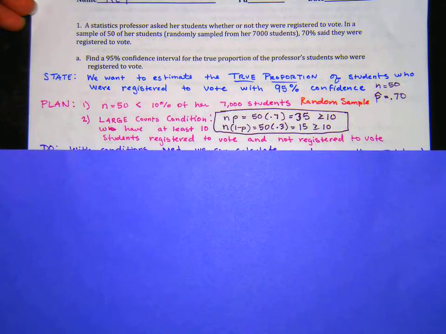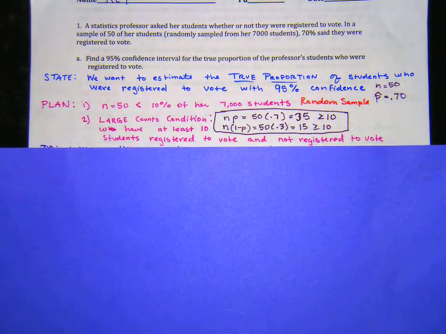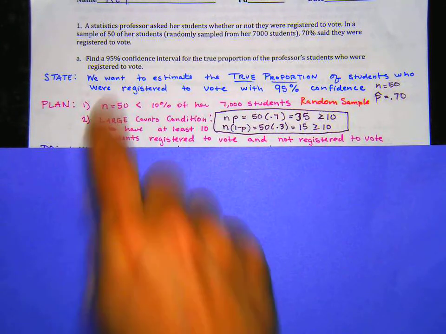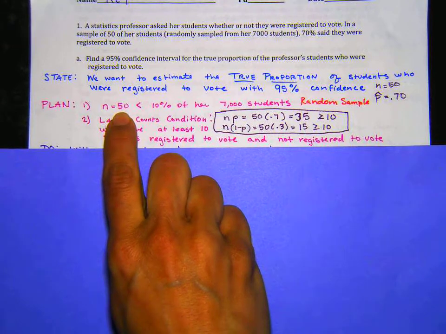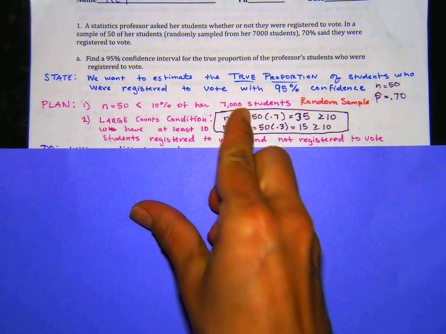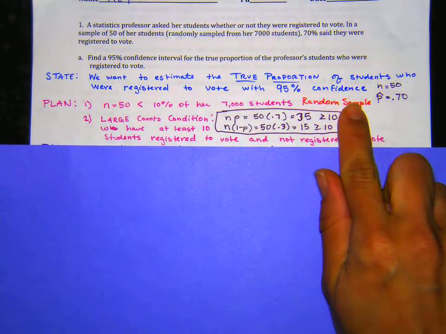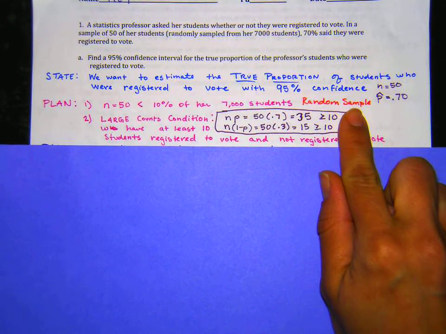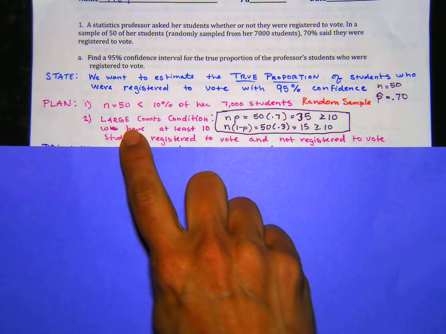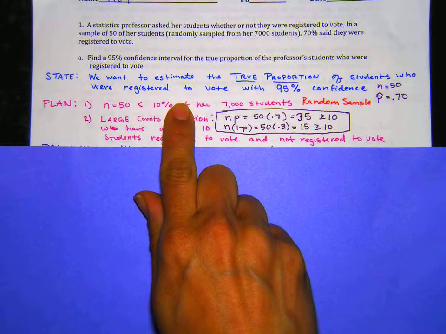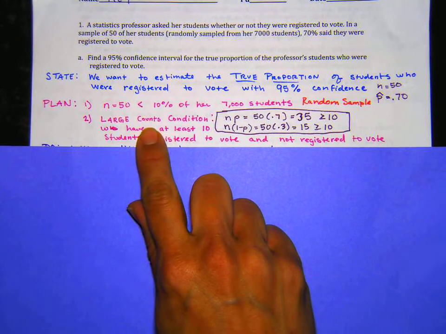Next thing we do, make our plan. Got to make some checks and assumptions. First of all, independence. Well, I check. Our sample size is less than 10% of all of her students. We were told it was a random sample. And then we need to check, well, is it large enough? We have independence. That's our first check.